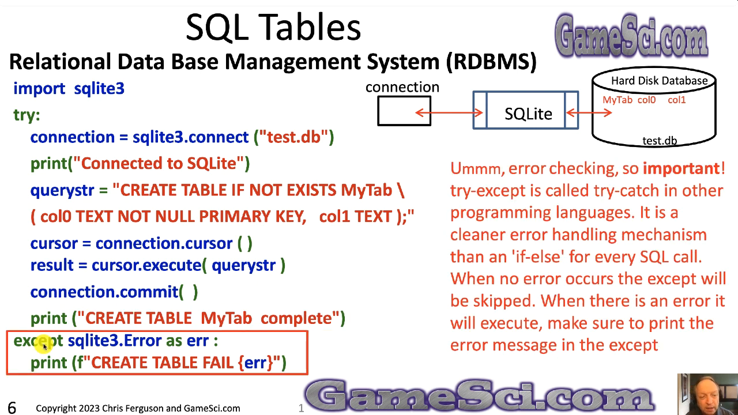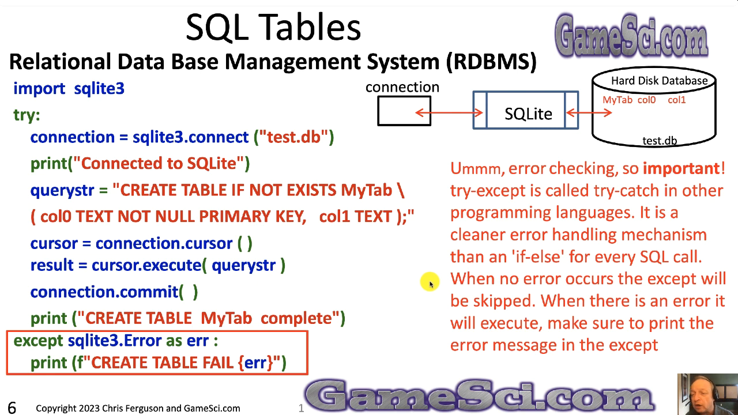Here's the except block. sqlite3.Error as error, and then print the error message. This is very important, to print the error message so you know what went wrong. This will tell you whether the connect failed or the execute failed. This is error checking. It's so important. Try except is called try catch in other programming languages. It is a cleaner error handling mechanism than an if-else for every SQL call.